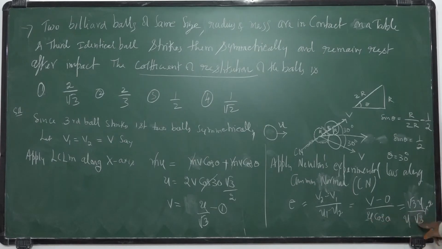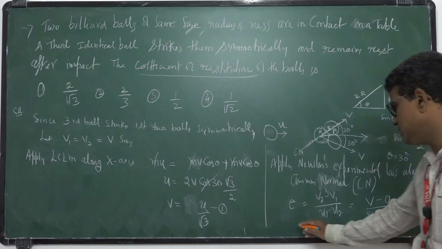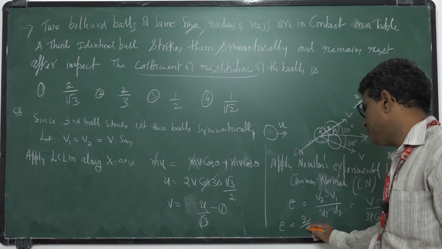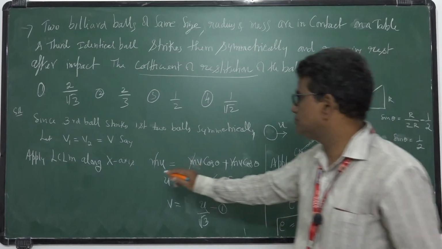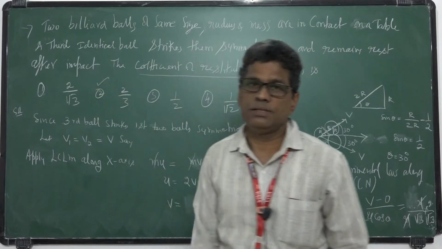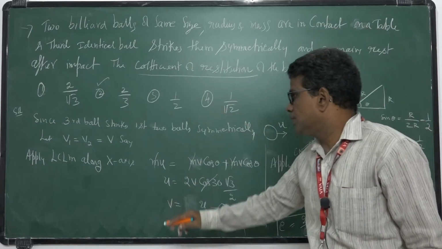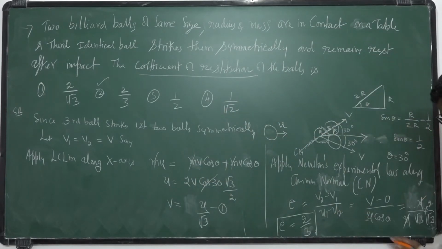Here, u cos 30 is root 3 by 2. So here you will get root 3. The u gets cancelled, and root 3 into root 3 becomes 3 by 2. So E is equal to 2 by 3. Okay. So this is the answer. Clear? Take this. Next sum.